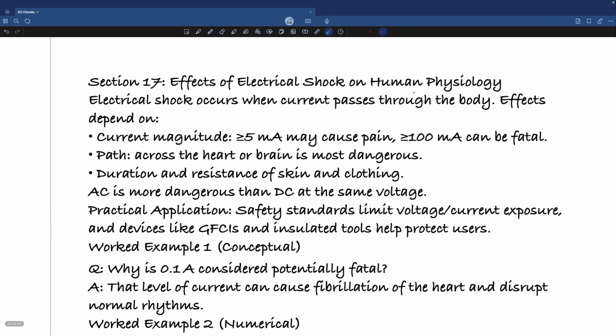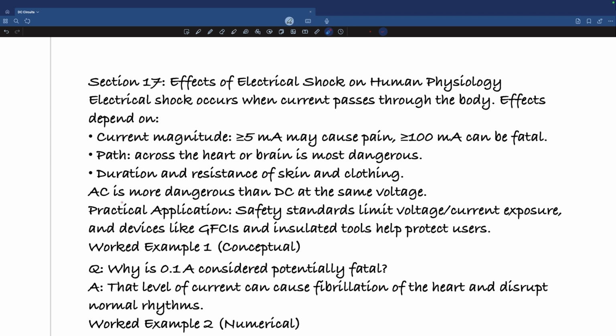Effects of electrical shock. Okay, current magnitude. The maximum that the human body can take is 5 milliampere. Beyond that, it'll cause pain. More than 100 milliampere, gone. It's fatal. And then it depends on the path that the current takes through the body. If it's across the heart or brain, that's most dangerous. It also depends on the duration of the flow of current and the resistance of the skin and the clothing.